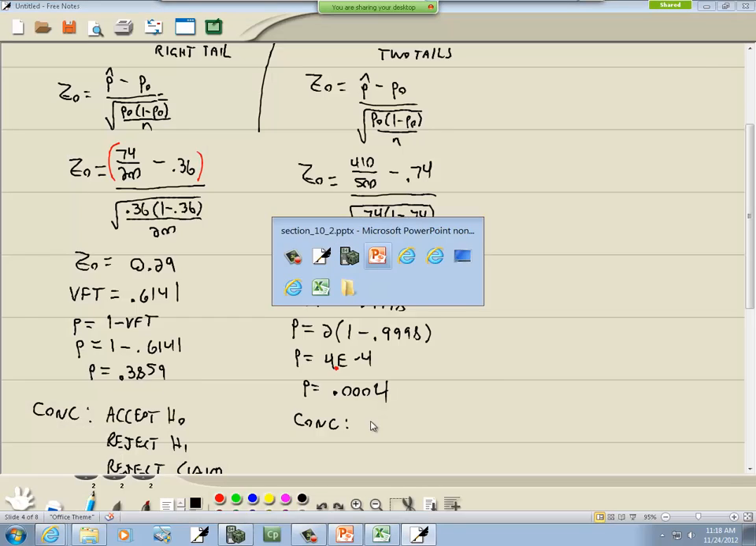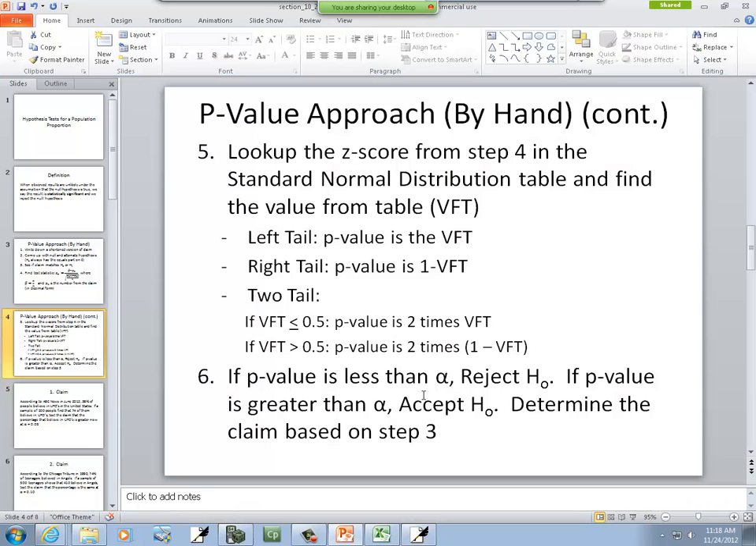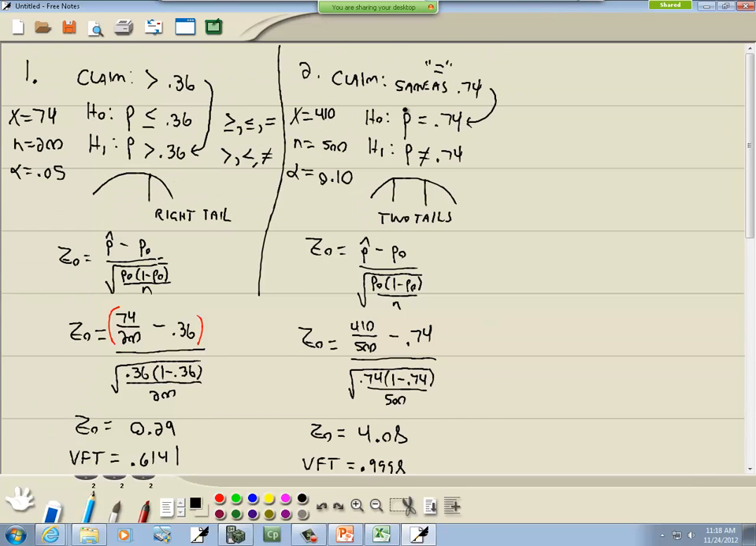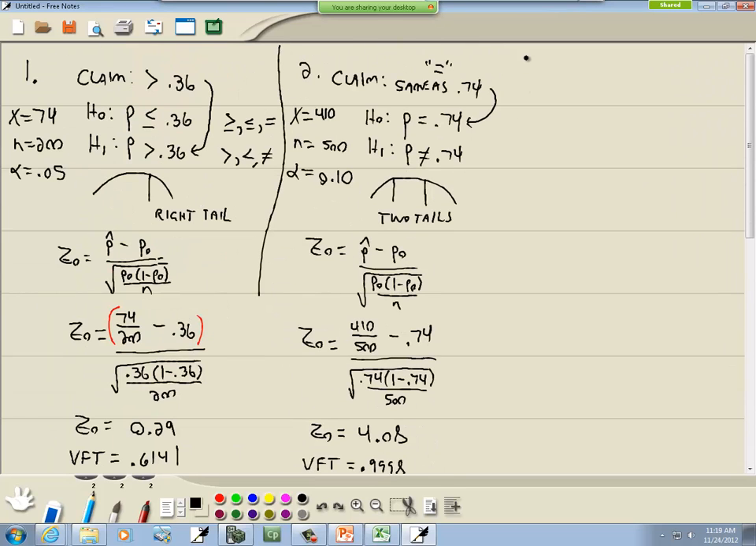So our conclusion, if p-value is less than alpha, well, it's definitely less than alpha, it's a pretty small p-value. So it says reject H0. So we're going to reject H0, which means we'll accept H1. In this particular problem, though, our claim matches H0. So whatever we say about H0 is what we say about our claim. So we rejected H0, which means we'll reject our claim. Let's look at our next example.